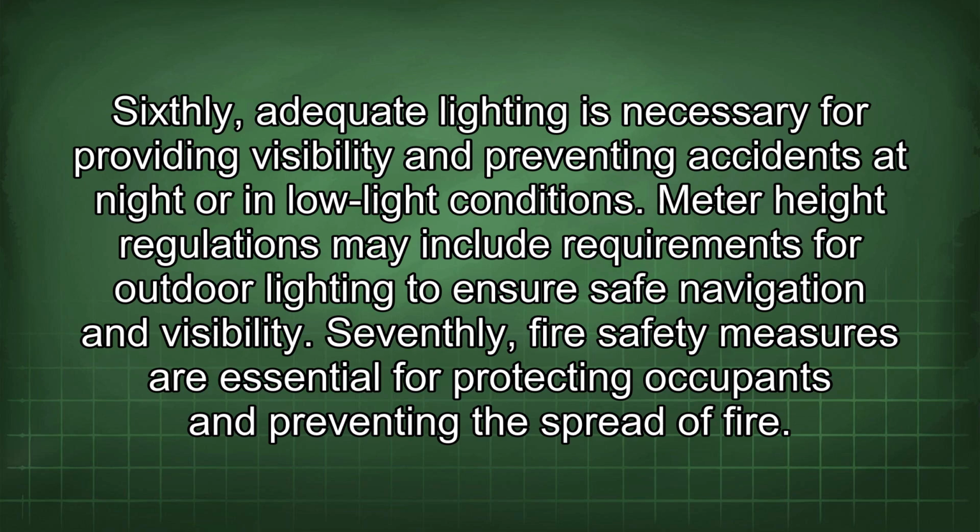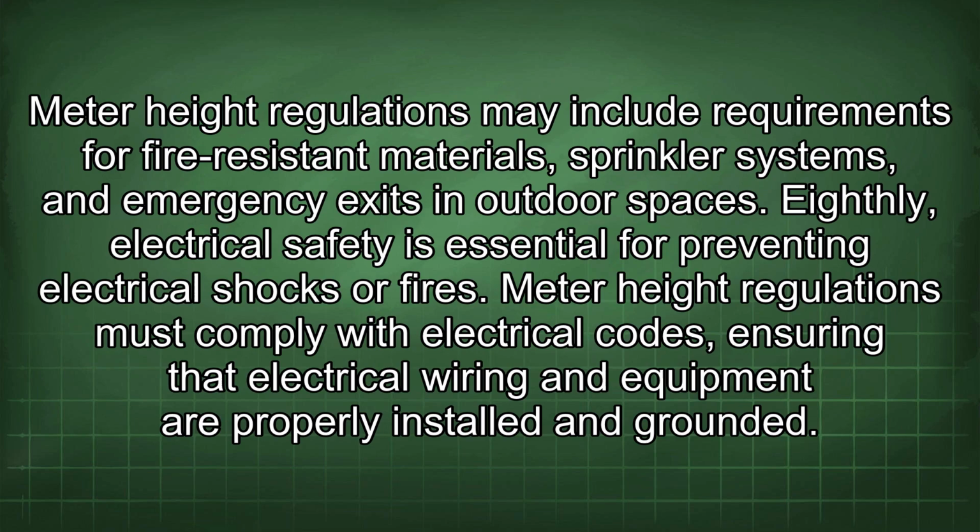Sixthly, adequate lighting is necessary for providing visibility and preventing accidents at night or in low light conditions. Meter height regulations may include requirements for outdoor lighting to ensure safe navigation and visibility. Seventhly, fire safety measures are essential for protecting occupants and preventing the spread of fire. Meter height regulations may include requirements for fire-resistant materials, sprinkler systems, and emergency exits in outdoor spaces.